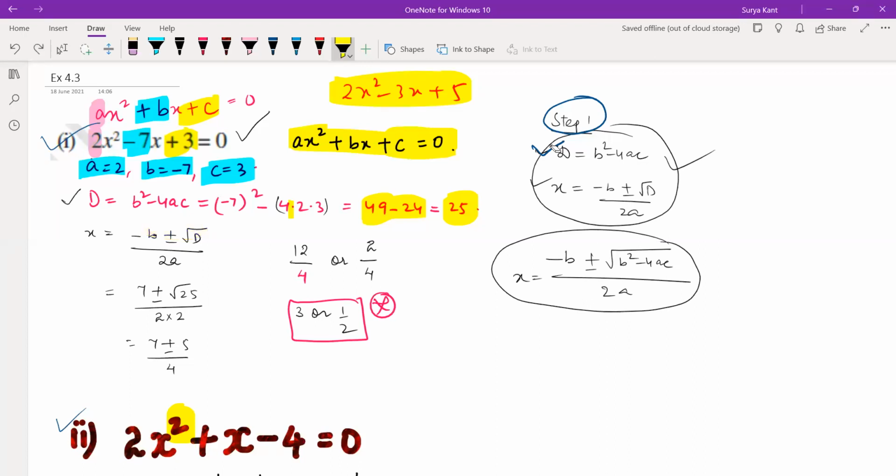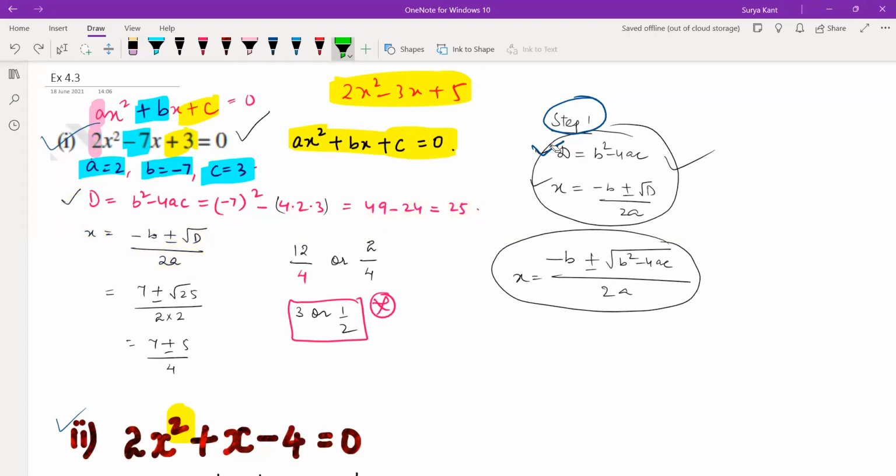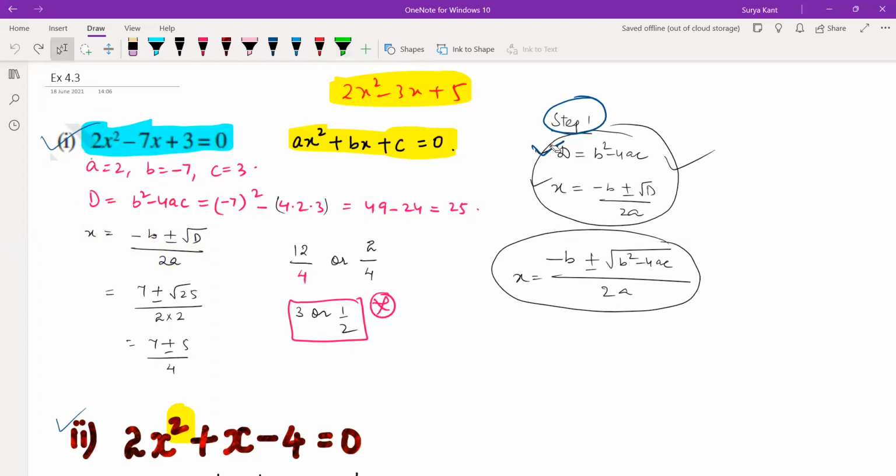So everyone understood the D part, how to find D? After this D, we have to go for the x value. The formula is x is equal to minus b plus minus root D divided by 2a. So there are 2 formulas we have learned right now. The first formula is the D formula, this green one. And the second formula is here, x. If you know these 2 things, you can solve any kind of quadratic equation. You can split or not split. You only have to put the values and get the answers. After solving, you get the value of x is 3 or 1 by 2.